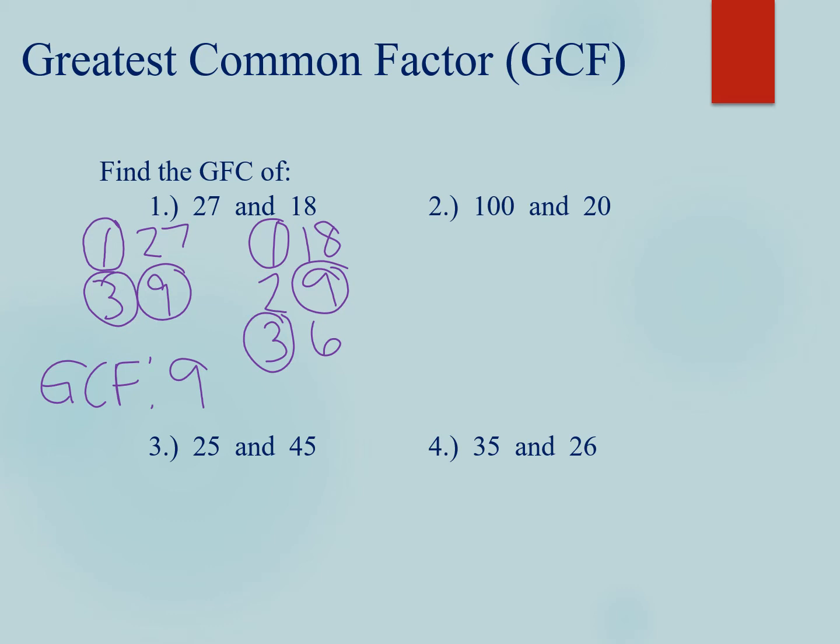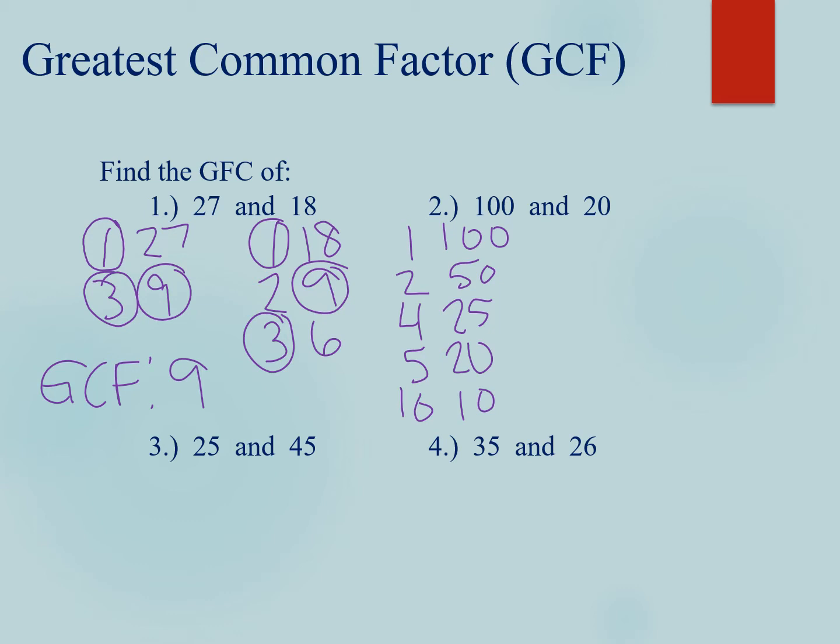Okay, looking at number 2 here, 120. So the factors of 100: 1 and 100, 2 and 50. 3 doesn't go in there, 4 and 25. 5 and 20. 6 doesn't go in there, 7 doesn't go in there, 8 doesn't go in there, 9 doesn't go in there, but 10 does, 10 times 10. Okay, and if you were to keep going, then you would get back to 20, 25, 50, and so on. But because 10 repeated there, I knew I was done.